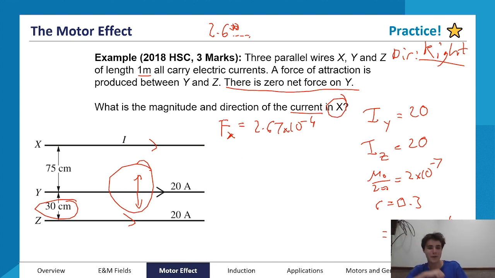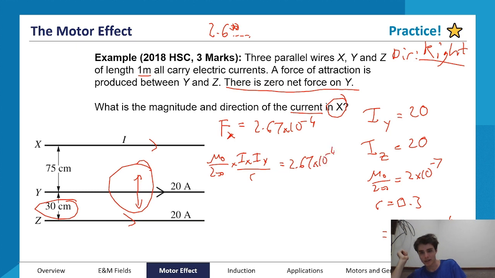Now our formula for Fx is mu naught on 2 pi times the current in x times the current in y, all divided by our radius, as being equal to 2.67 times 10 to the negative 4.